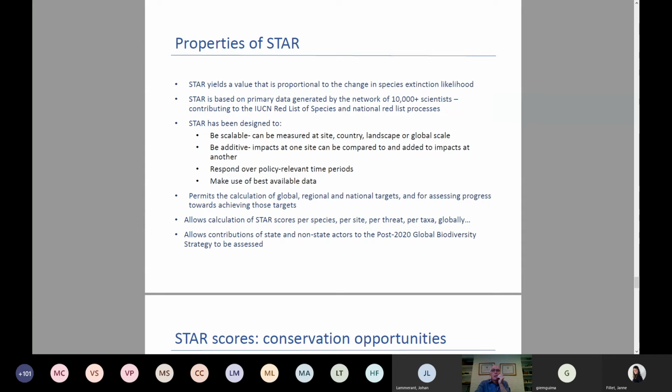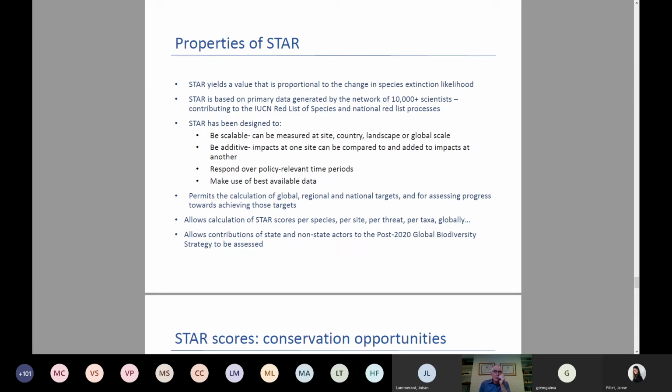Next slide, please. The really important thing about STAR is that it gives you a metric, a number that can be compared at sites or across sites. So you can see what the opportunity for reducing species extinction risk is at one place and compare it numerically with what that might be in another place. And you can also add them up.